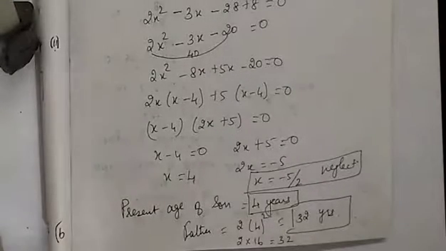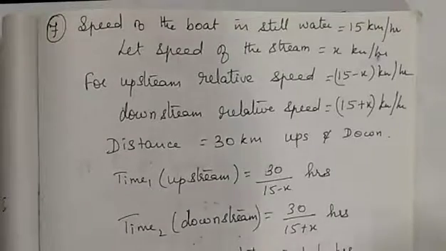Question number 7. The speed of a boat in still water is 15 km per hour. It can go 30 km upstream and return downstream to the original point in 4 hours 30 minutes. Find the speed of the stream.